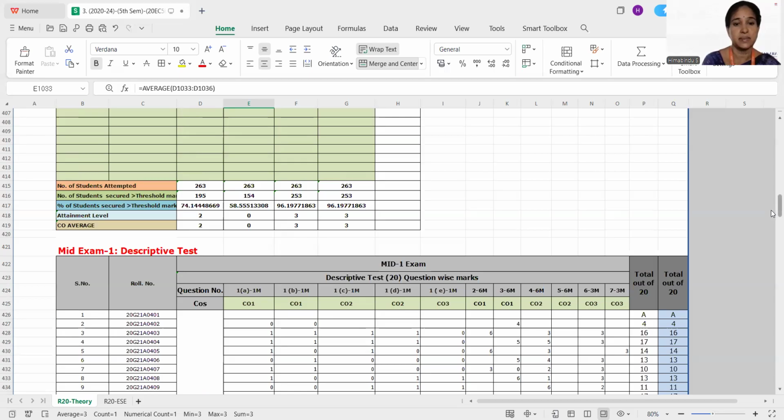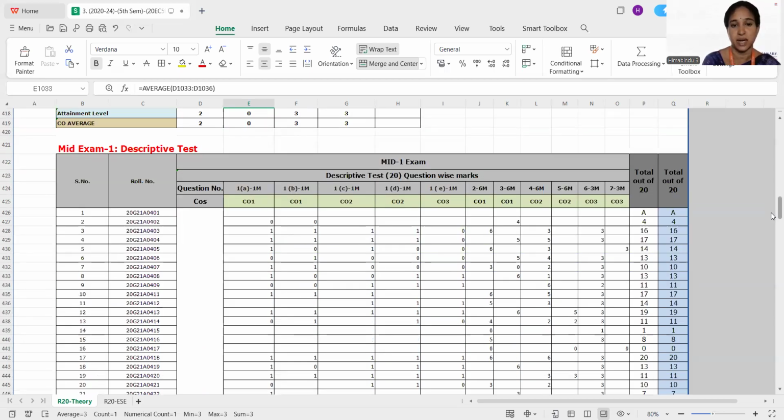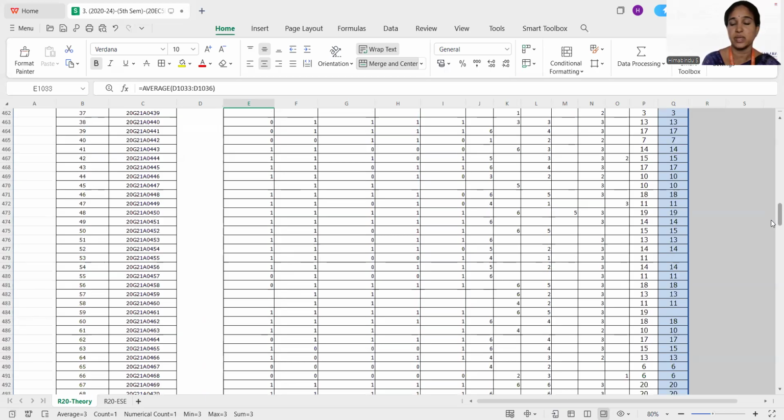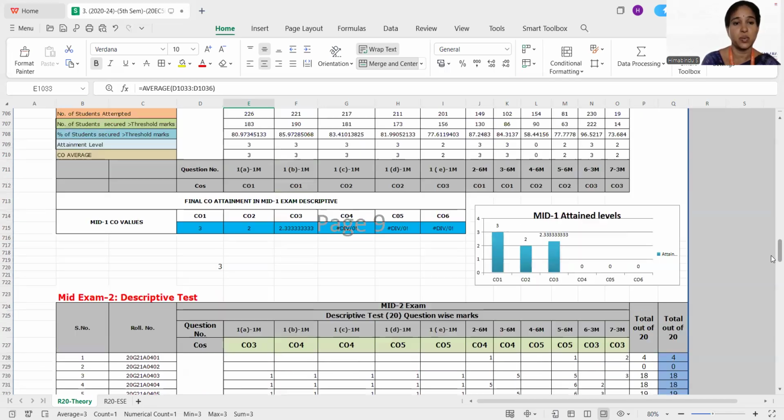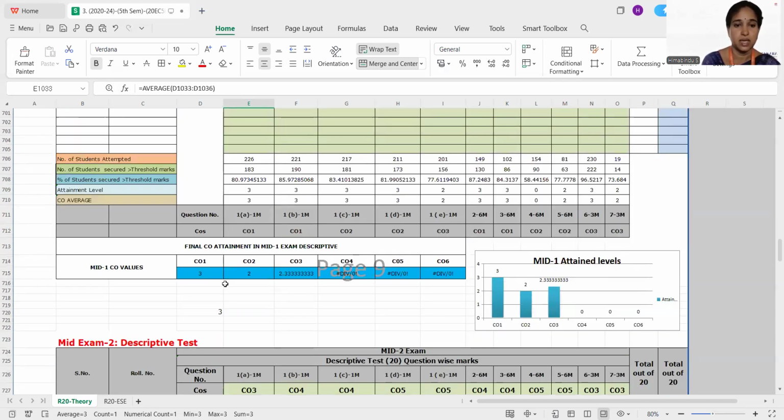Here for the mid-1 examination, we are considering the question-wise marks. For the mid-examination 1, we consider the first half of the syllabus, which is the first 2.5 units. So the affected COs are CO1, CO2, and CO3. So these are the final attainment values of CO1, CO2, CO3 in the mid-examination 1.